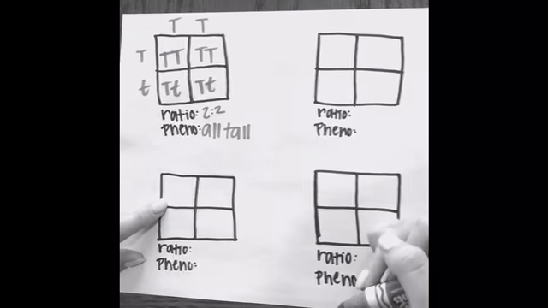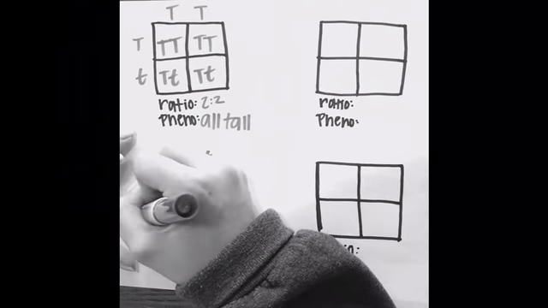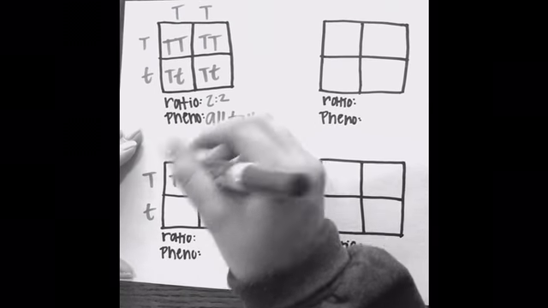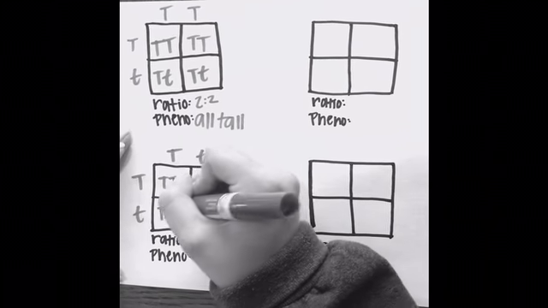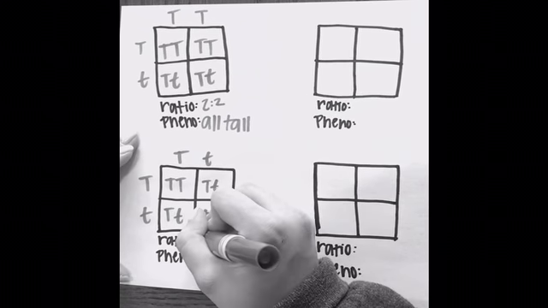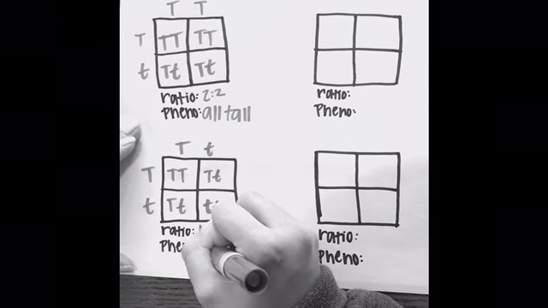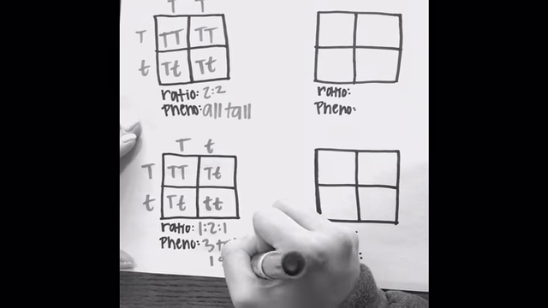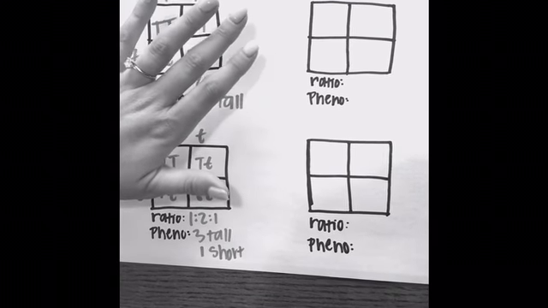For the next cross, we will have both parents being heterozygous for tall stems. One of the offspring will be homozygous for tall stems, 2 will be heterozygous for tall stems, and then 1 will be homozygous for short stems. The ratio here is 1 to 2 to 1, and the phenotypes are 3 with tall stems and then 1 with short stems.